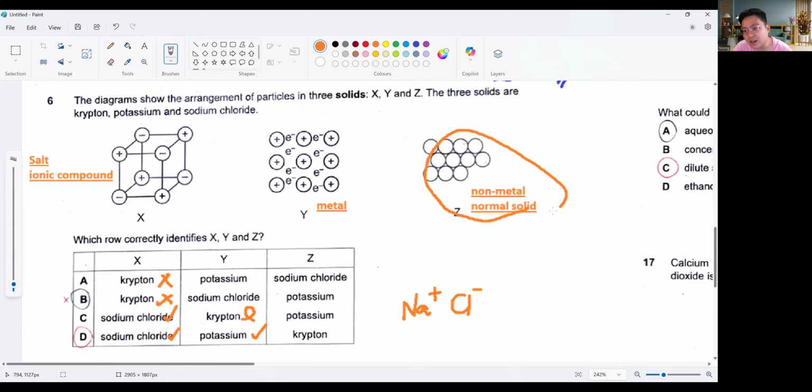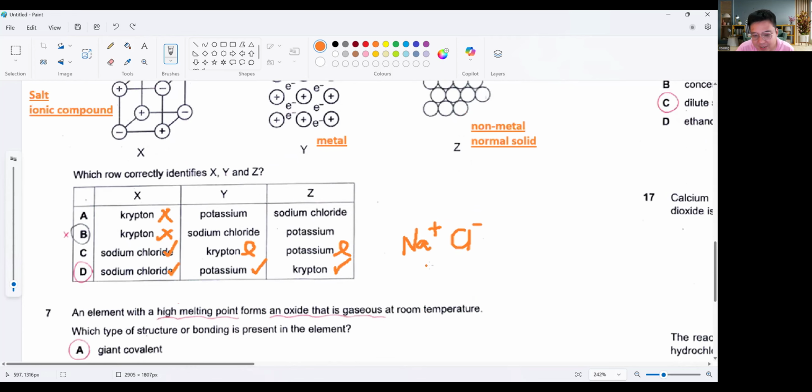And then this one here, we observed that it's a non-metal, or what we call a normal solid. So it should not be a metal. This one here, potassium, is also wrong because potassium is a metal. Krypton is a non-metal, so it's just right. That's all I can say for this question. I'm going to move on.